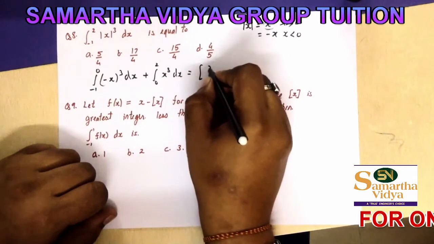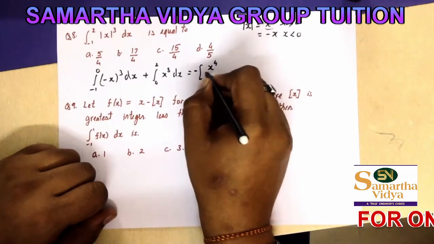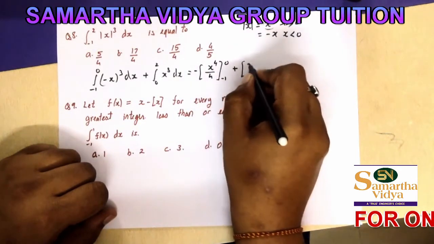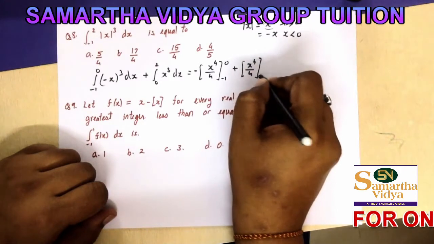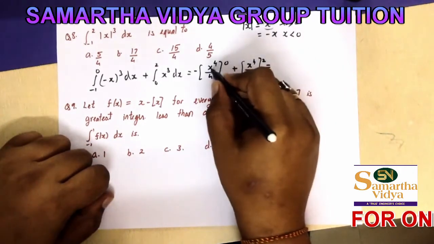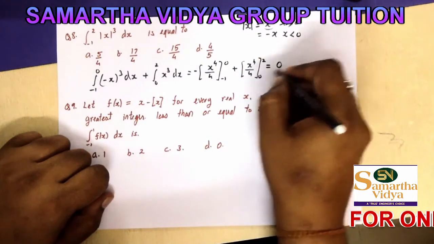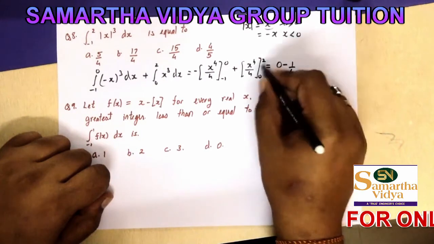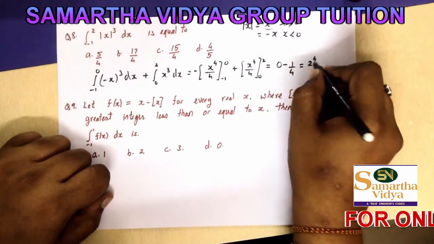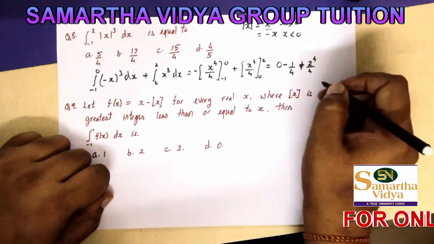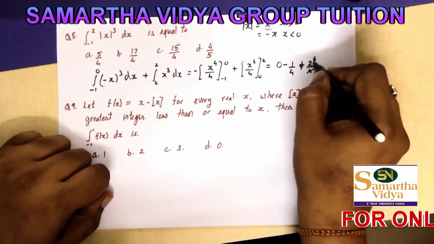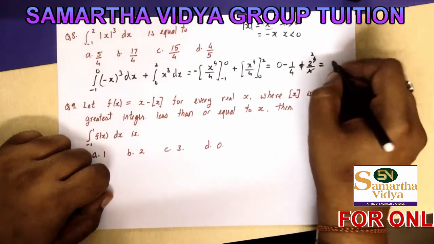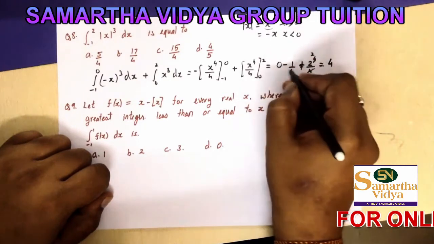The integration is going to be minus, outside, x raised to 4 by 4 going from minus 1 to 0, plus x raised to 4 by 4 going from 0 to 2. If I substitute the upper limit, it's going to be 0. The lower limit with a negative sign is going to be 1 by 4. In the other case, it's going to be 2 raised to 4 by 4, with a plus sign between them. So 2 raised to 4 by 4 is 4, and this is minus 1 by 4 plus 4.